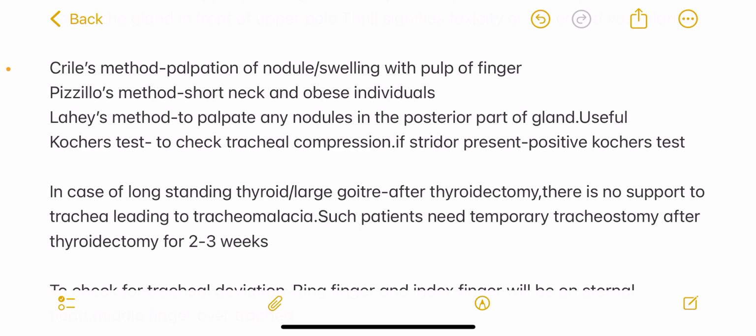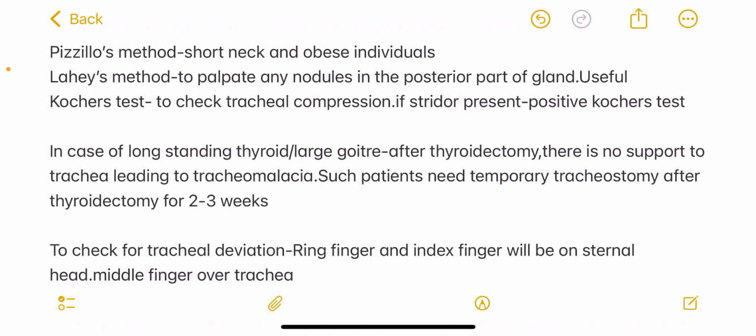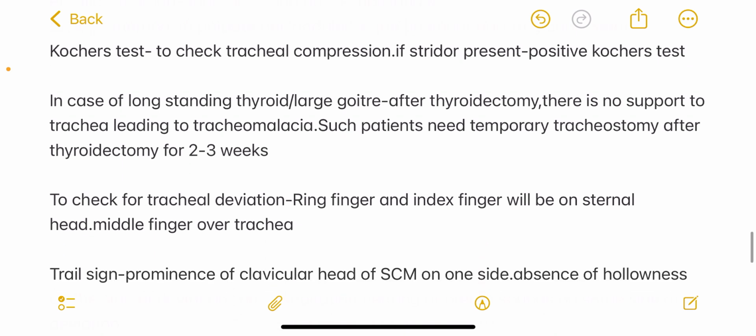To check for tracheal deviation, again a very important thing which we have to do. The ring finger and the index finger are kept on the sternal heads, and the middle finger is kept over the trachea, and we try to move the middle finger to see the deviation of the trachea. Then something very important is the Trail sign.